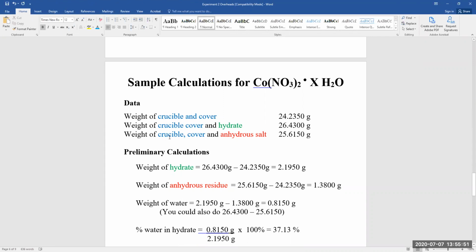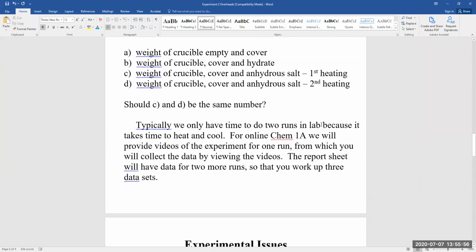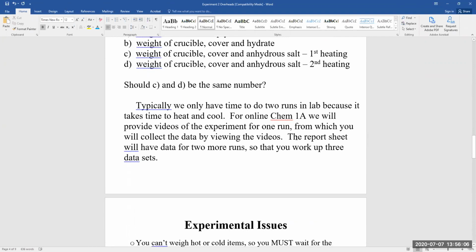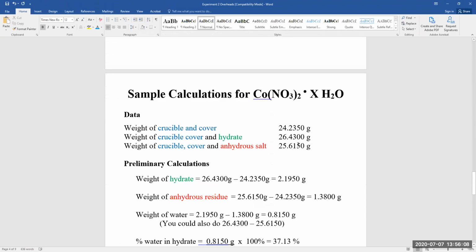And then you're going to have the weight, crucible, and cover, and anhydrous salt. Now up here, you had 4 data, right? But we said, hey, that second heating, if you did it well, should match the first. And if you didn't do the experiment well, then this is the better run. And so you would use that second value, right? So that's why we only have 3 values here.